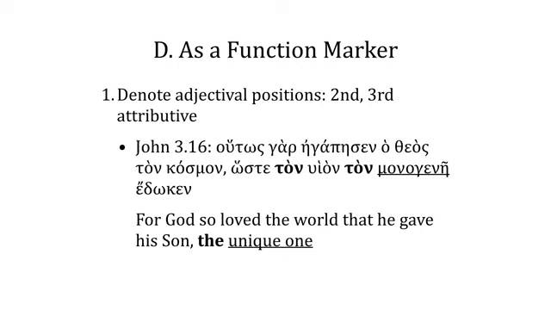So here you'd say the Son, the unique one, but in English translation, we would say the one and only Son or the unique Son, something like that. Some like to translate it the only begotten Son, and others would say that's probably not an accurate translation for monogenes here. But this illustrates a second attributive position.